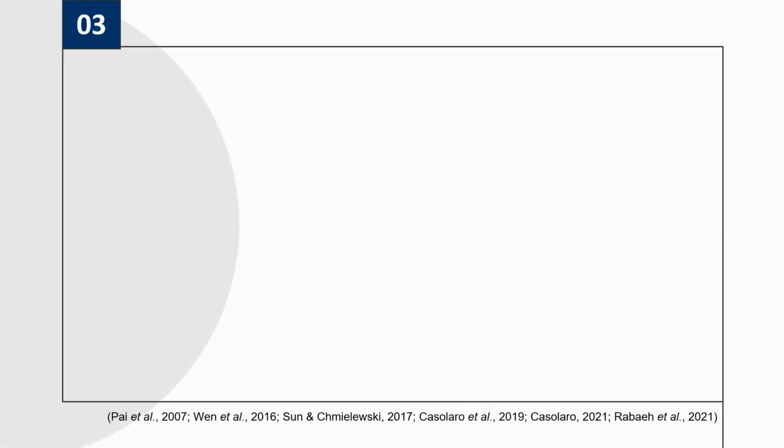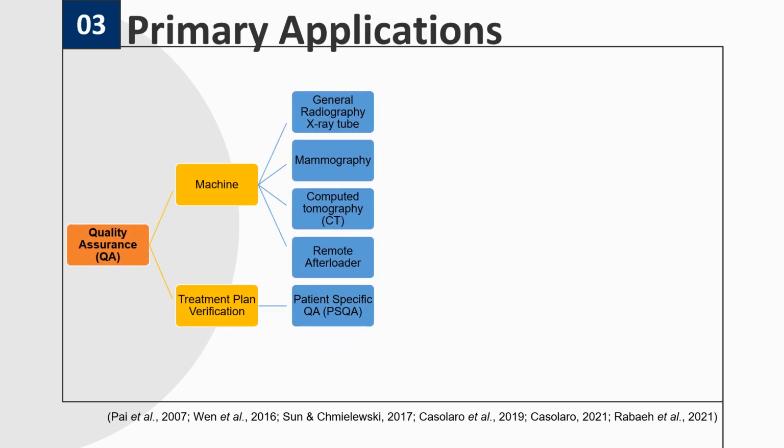Hi everyone, since the films available recently cover a wide range of doses from milligray to hundreds of gray, different types of film can be employed in many applications. First of all, the film dosimetry can be used in quality assurance, QA. The QA is divided into machine and treatment plan verification. For example, the radiochromic film can be used to quality check the X-ray tube for general radiography, CT scanner, mammography, and the remote afterloader in brachytherapy.